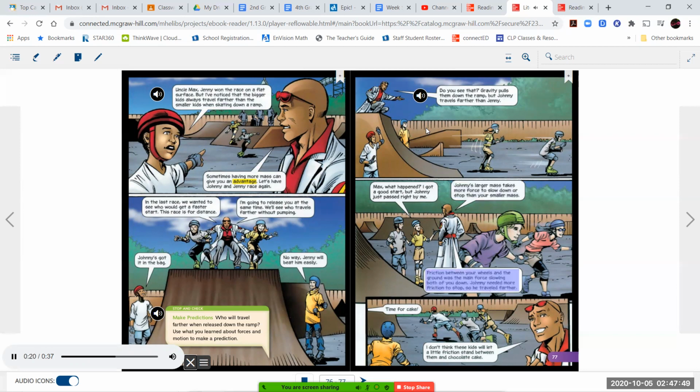Friction between your wheels and the ground was the main force slowing both of you down. Johnny needed more friction to stop, so he traveled farther. Time for cake! I don't think these kids will let a little friction stand between them and chocolate cake.